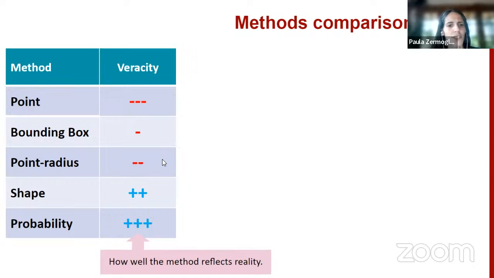And then we have the point radius, which is a bit bad at veracity, depending on the shape of the location that we're going to georeference. We're going to see an example on the next slides. And the bounding box does a little better, again, depending on the shape of the location. The shape method is pretty good at reflecting reality because we're providing all the little dots around the location that we're representing.